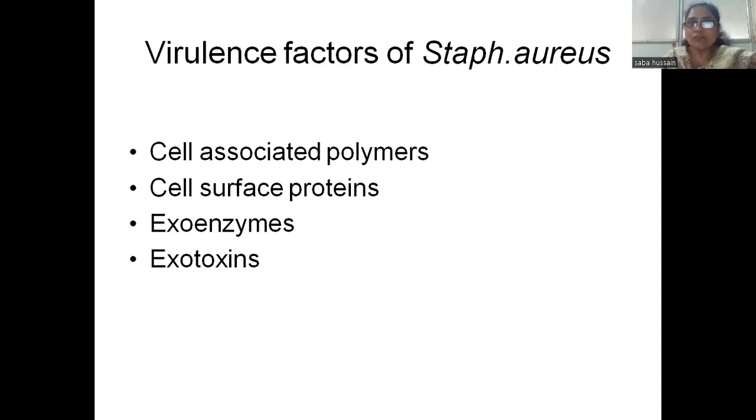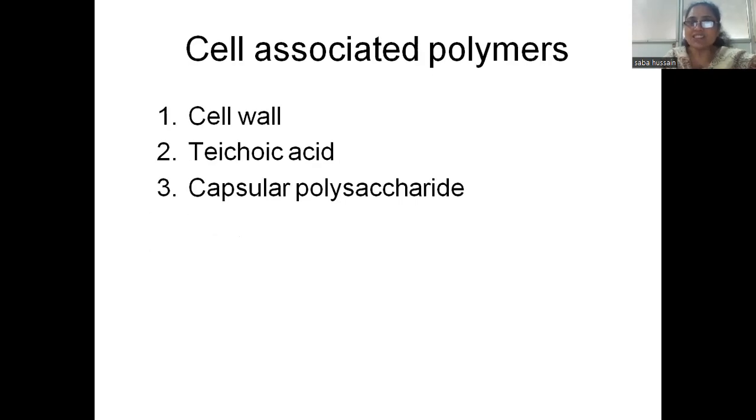So, what are these different virulence factors of Staphylococcus aureus? One is cell-associated polymers, which we will be talking about in detail. Others are cell surface proteins, exoenzymes, and exotoxins. Coming to the first one, that is cell-associated polymers, that is mostly the cell wall, or the total structure of the cell wall, present in Staphylococcus.